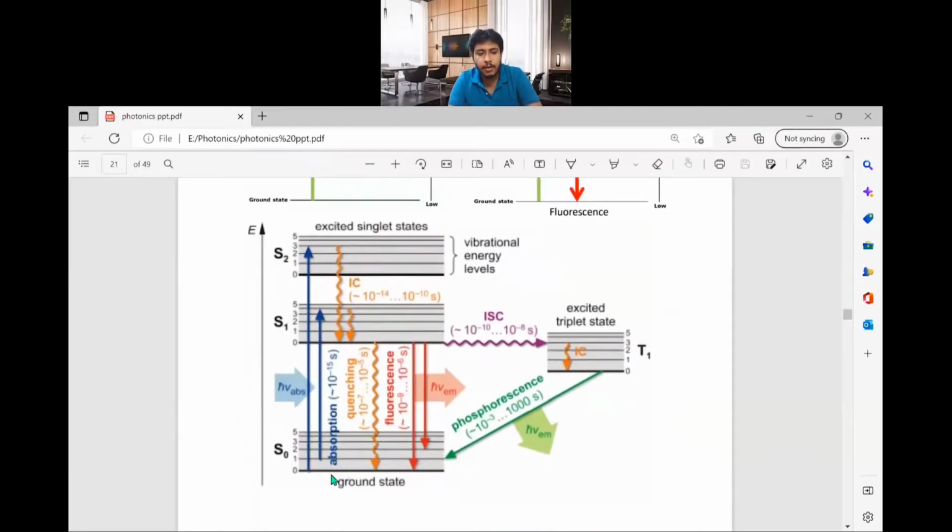So this is the state diagram. Absorption is a very fast process, 10 to the power minus 15 seconds. The electron is very quickly excited to the excited state, where this is the vibrational energy level. They decay to the lower energy state, that is the metastable state. This time difference is 10 to the power minus 12, so this is also a fast process. From this energy to the lower energy level, it's a comparatively slow process, taking 10 to the power minus 7 to 10 to the power minus 5 seconds.